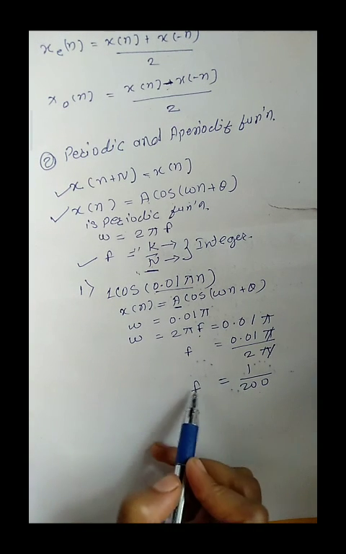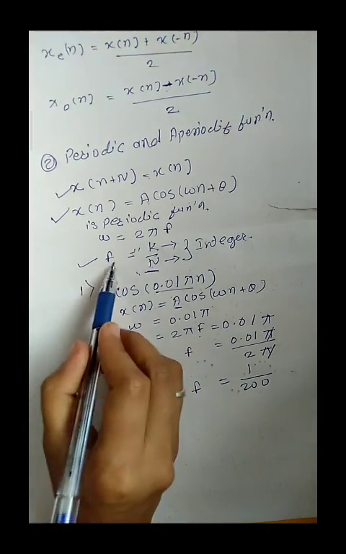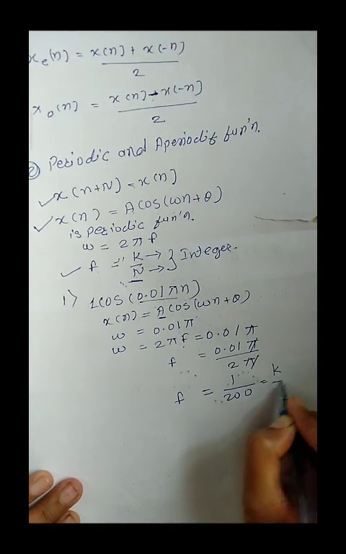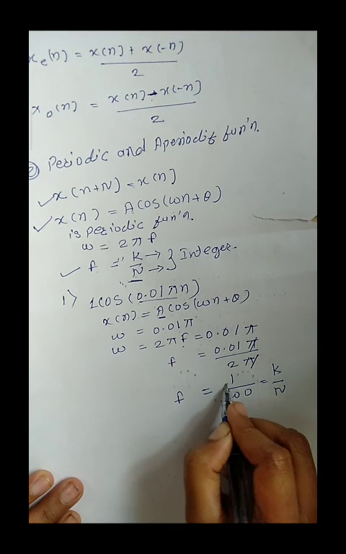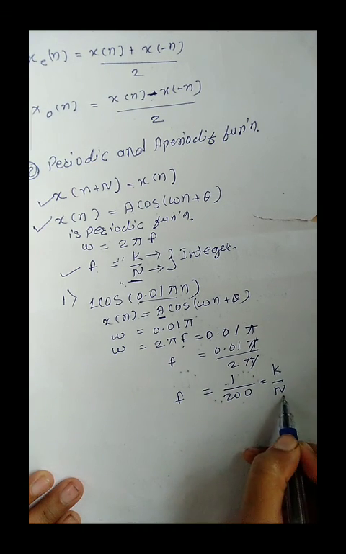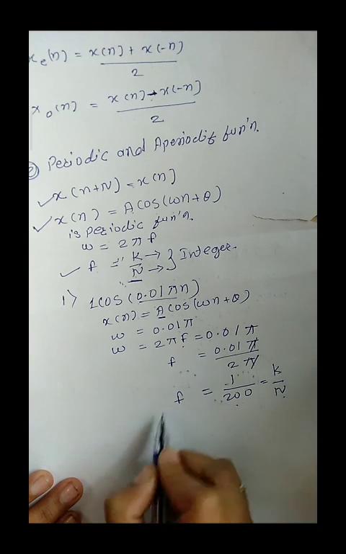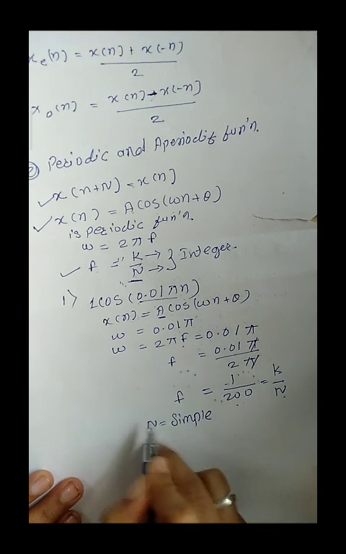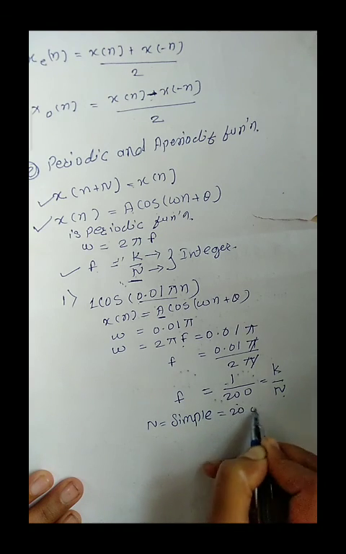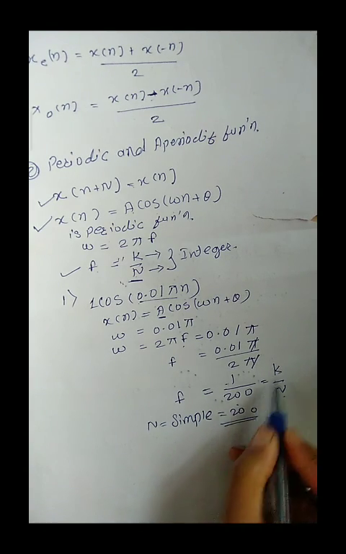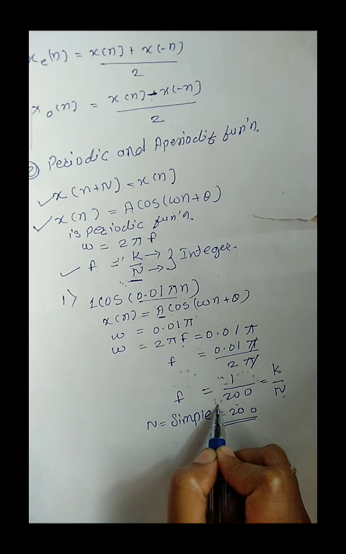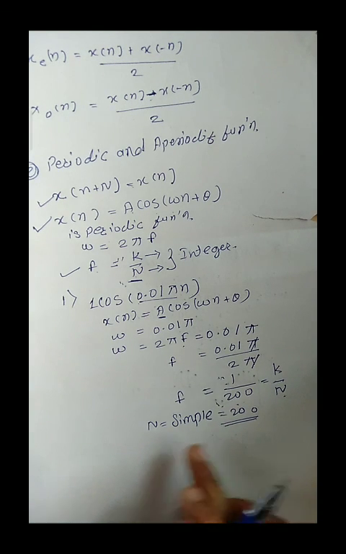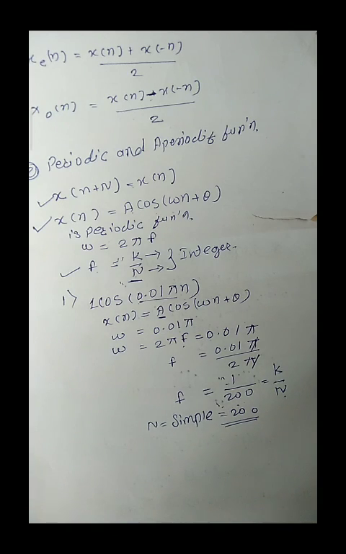Right? So what is the formula of f? F is equal to k upon n. It is similar to k upon n. The value of k, that is the constant, is 1 and the value of n is 200. N means what? Number of samples, which is 200. And this is in the form of an integral ratio. So the answer is, the number of samples is 200.